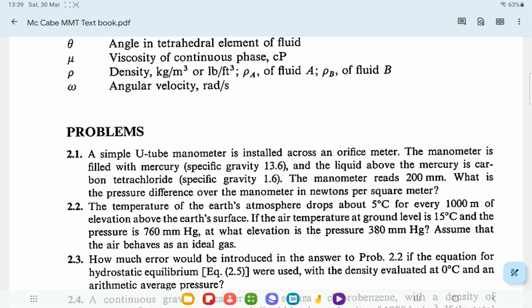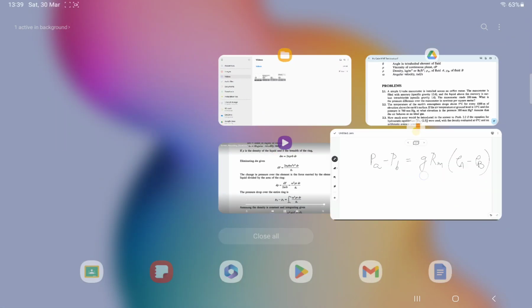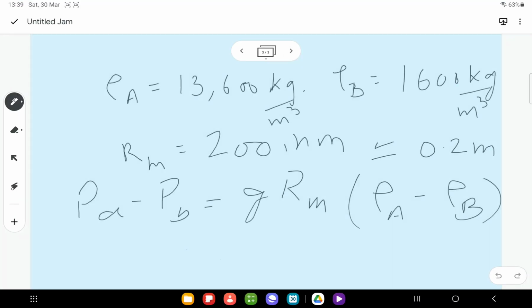So let me take you to the problem. So I have written here. First write the given data. The specific gravity of mercury is given as 13.6. To get density, you should multiply with 1000, so it becomes 13,600 kg per meter cube. And the specific gravity of B is 1.6, right? So if you want the density, you should multiply with 1000, so it gets 1600 kg per meter cube. And Rm is given as 200 millimeters. I need to convert this into 0.2 meters, right?